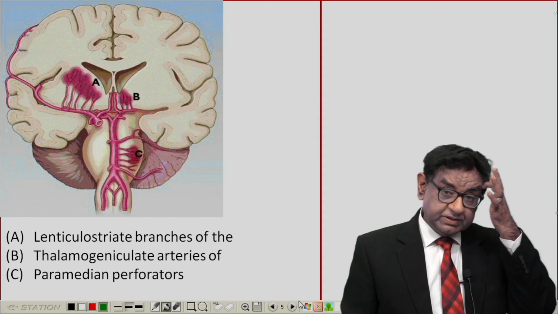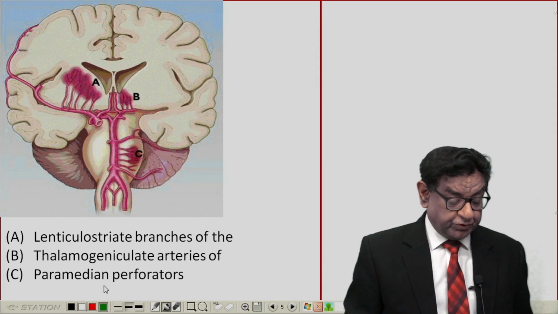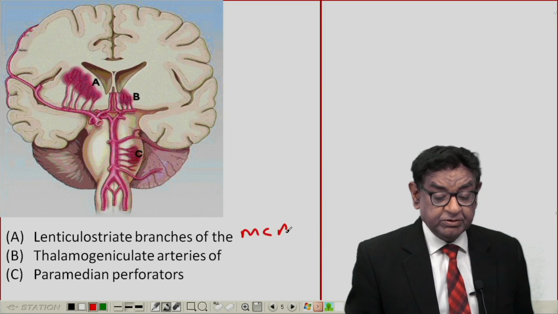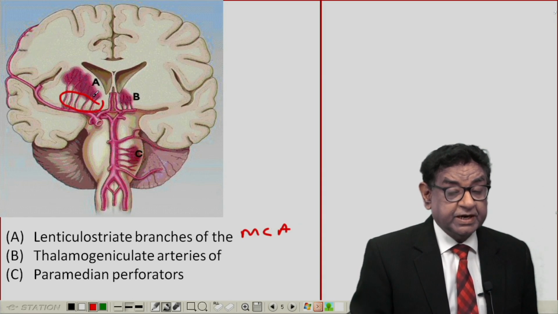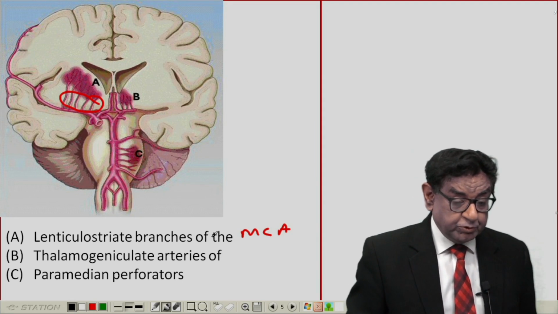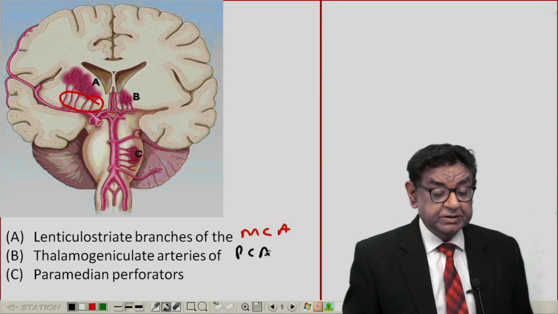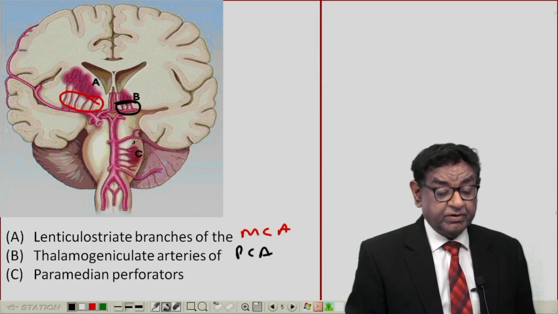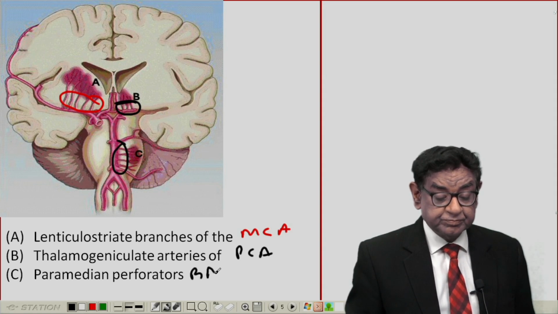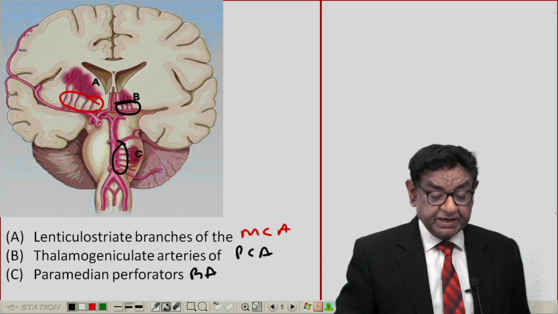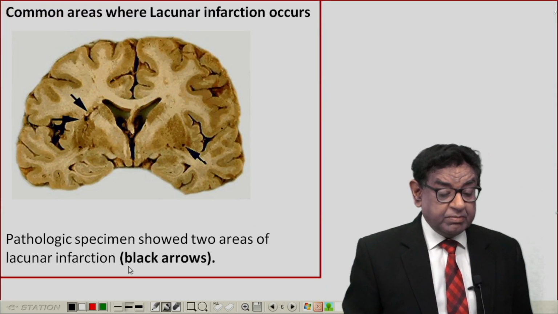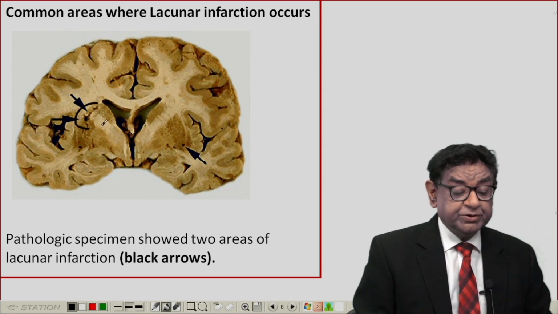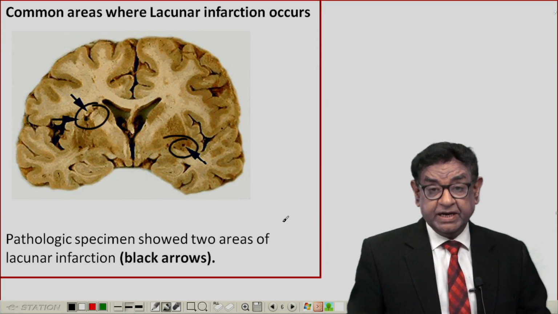Now the arteries I was just telling you, let me show you a photograph also. Lovely photograph, lenticular branches of MCA I told you just now, and these are the lenticular arteries. Then thalamo-geniculate artery of PCA, and finally we get paramedian perforators, they are from basilar artery. Okay, now I hope the picture is much clearer to you. Now common areas where lacunar infarct occurs, that you should know. Again, areas I have shown you with the arrows. Lacunar infarct is there.